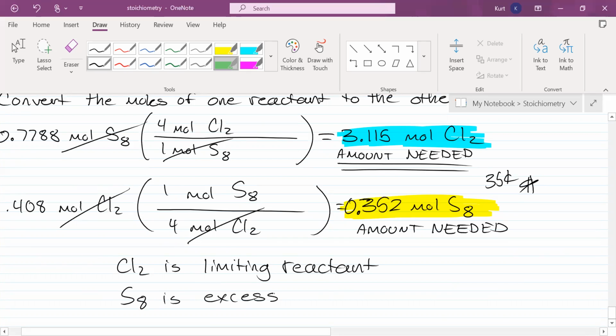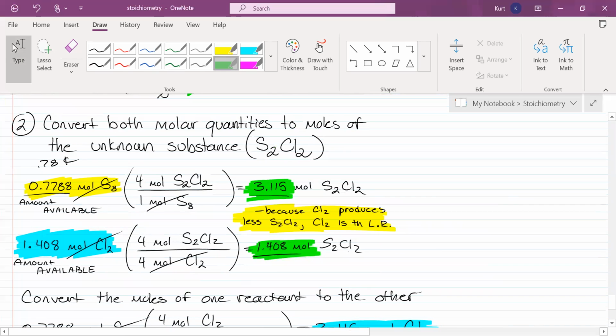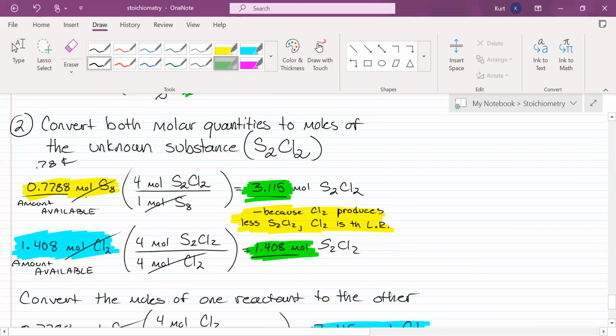All right, so for those of you at home watching this lesson, let me go over what we just did one more time. We convert the moles of both of our reactants into moles of our unknown substance, which is S2Cl2. Whichever value is less is the limiting reactant. 0.7788 moles of sulfur produce 3.115 moles of disulfur dichloride. 1.408 moles of chlorine produce 1.408 moles of disulfur dichloride. This number, 1.408, is less than 3.115, which means that chlorine is your limiting reactant.